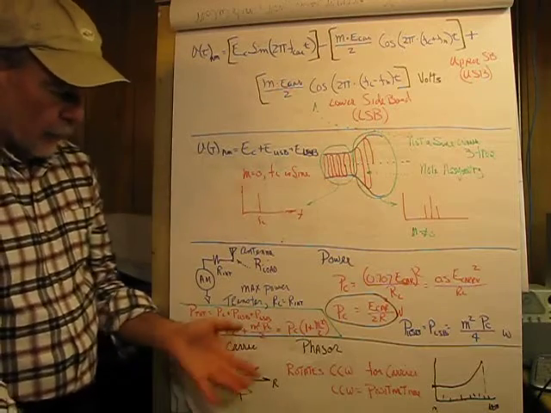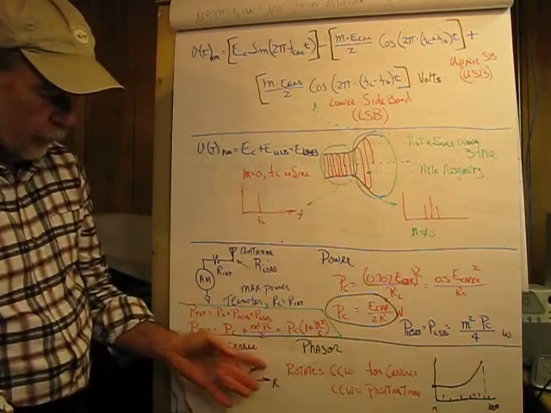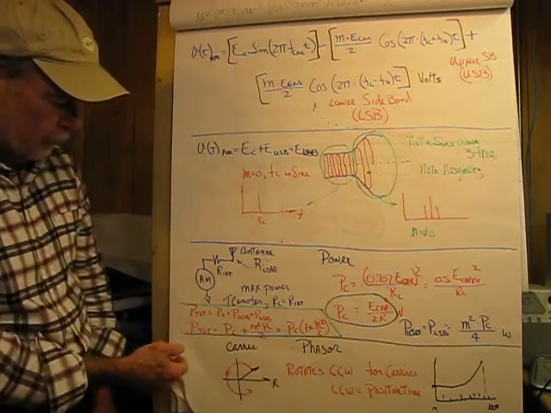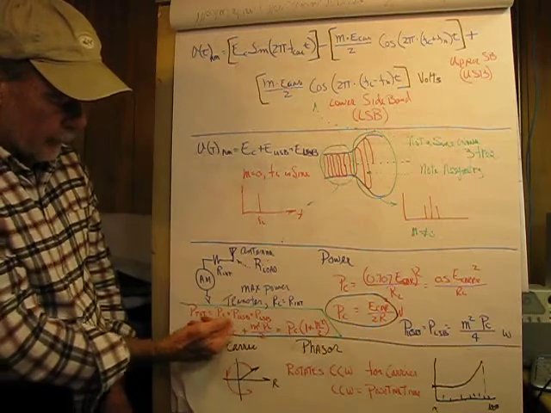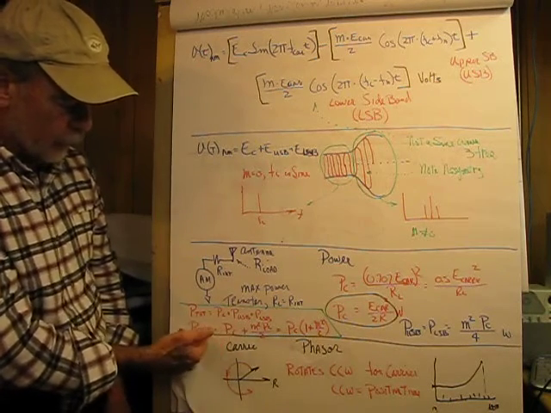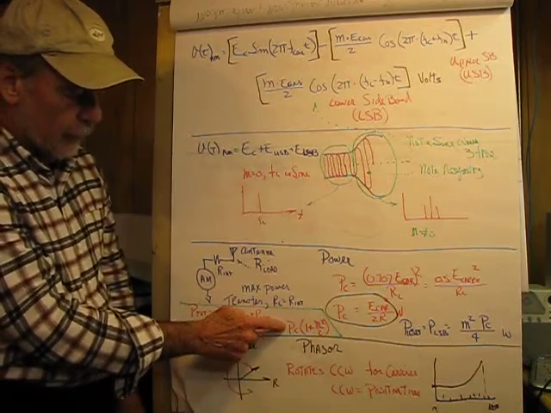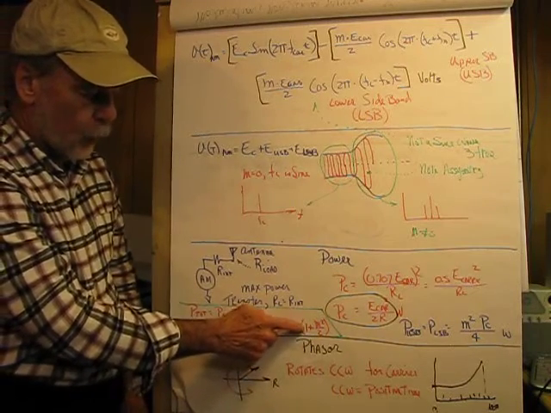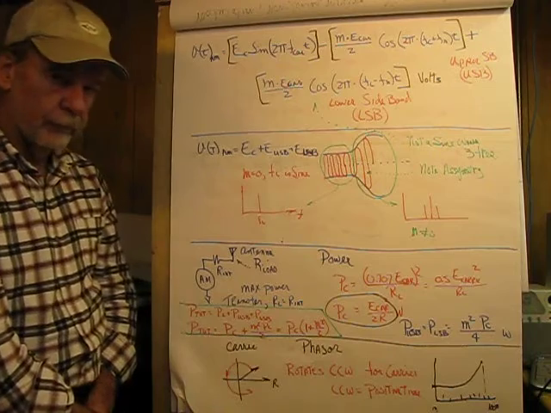Now, if we just take a look at plain old phasors here. Oh, let me go back to this first. So total power, if we break these down, is going to end up being the power of the carrier times 1 plus M squared over 2.